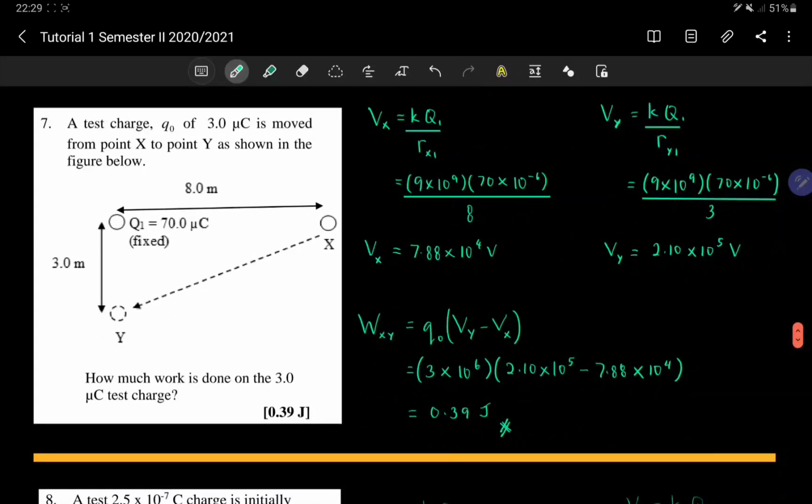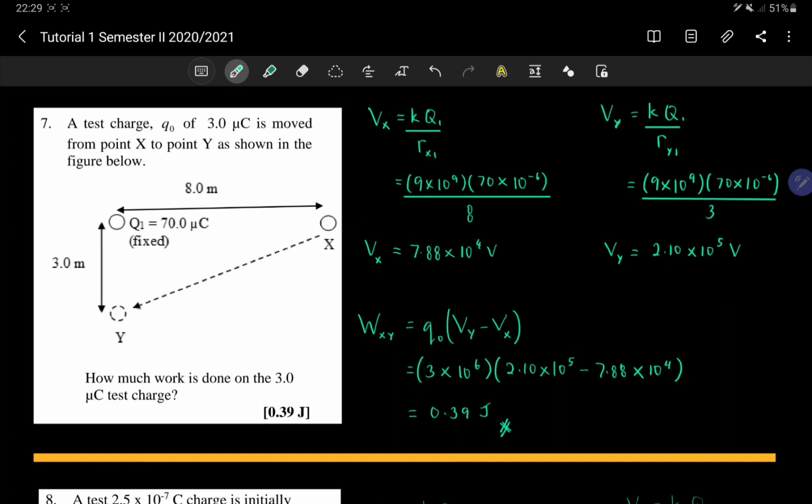What do we have? A test charge Q0 of 3 microcoulomb is moved from point X to point Y as shown in the figure below. So there are two different points given, point X and point Y, and there is a test charge which is now moving from X towards Y. How much work is done on the 3 microcoulomb test charge?